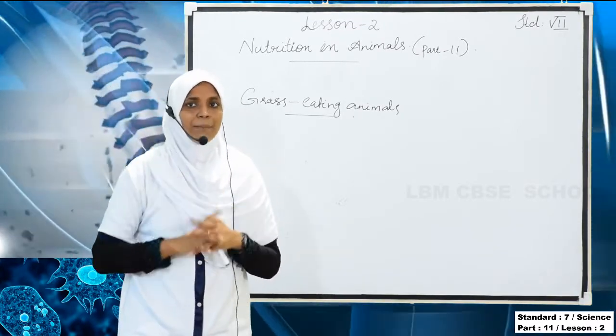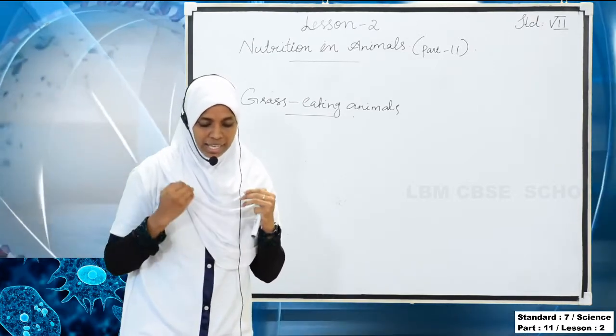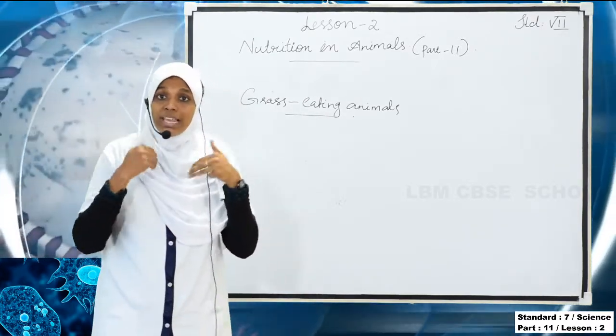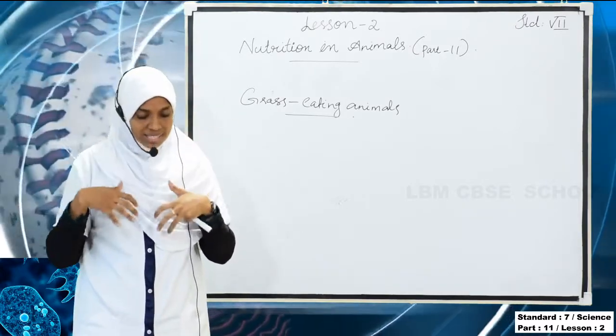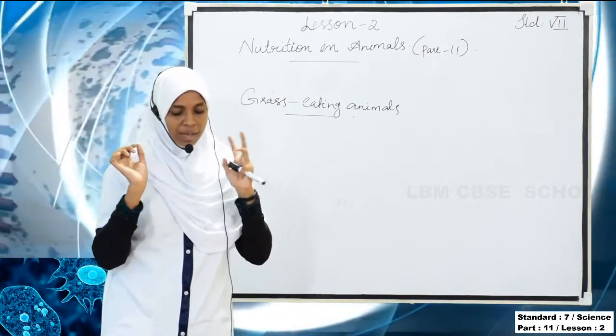So what happens there? Actually, they quickly swallow the grass and store it in a part of the stomach, and that part is called the rumen.